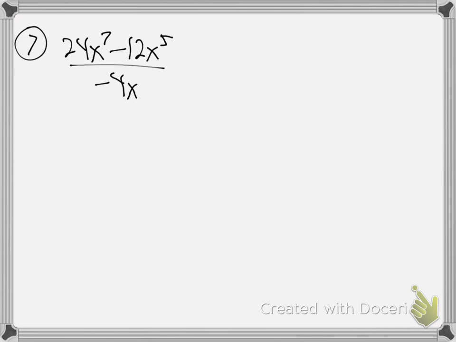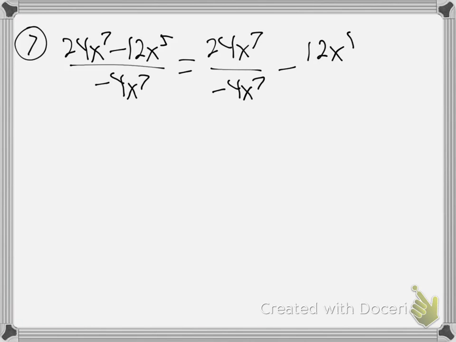Number 7. So 24x to the 7th minus 12x to the 5th over minus 4. So now this is our quiz question that we started with today, right? So we're getting it from the practice exam. Now, notice on the top, pluses and minuses. What does that mean? Two separate things on the top. So this is the kind you break into two separate fractions.